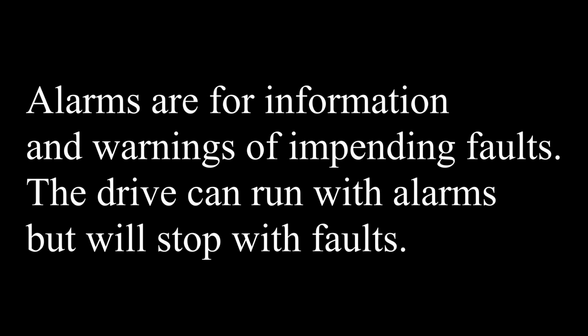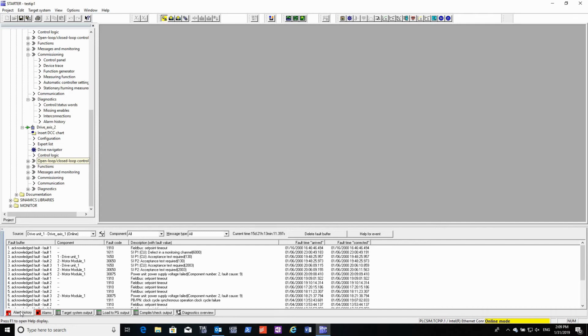You look down at the bottom there, you'll see the alarms and warnings and faults. You can always run with an alarm, but a fault by default will stop the drive. If you got an alarm, it may be telling you that you're getting ready to have a fault, but until it faults, you won't actually stop.